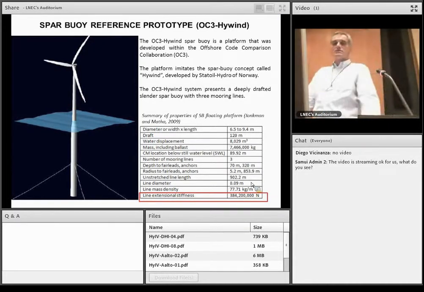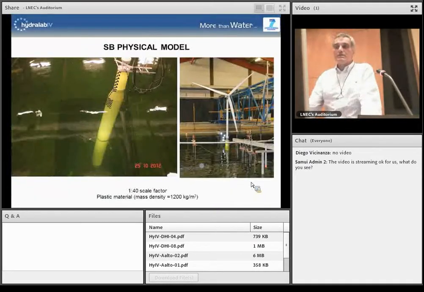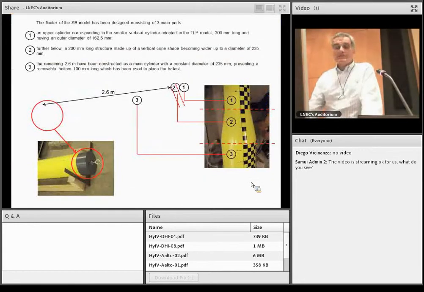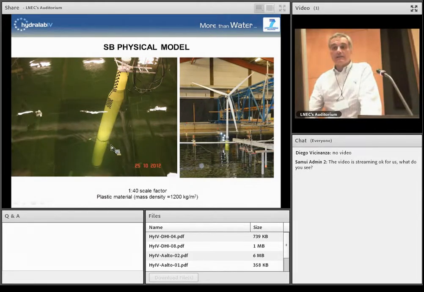In this case also, we had three main parts to compose the floater. An upper cylinder corresponding to the smaller vertical cylinder adopted in the TLP model, 300 millimeters long, and having an outer diameter of 162.5 millimeters. Below this, a 200 millimeters long structure made up of a vertical cone shape becoming wider up to a diameter of 235 millimeters. And then the lower part, the remaining 2.6 meters, has been constructed as a main cylinder with a constant diameter. So this is the floater entirely.